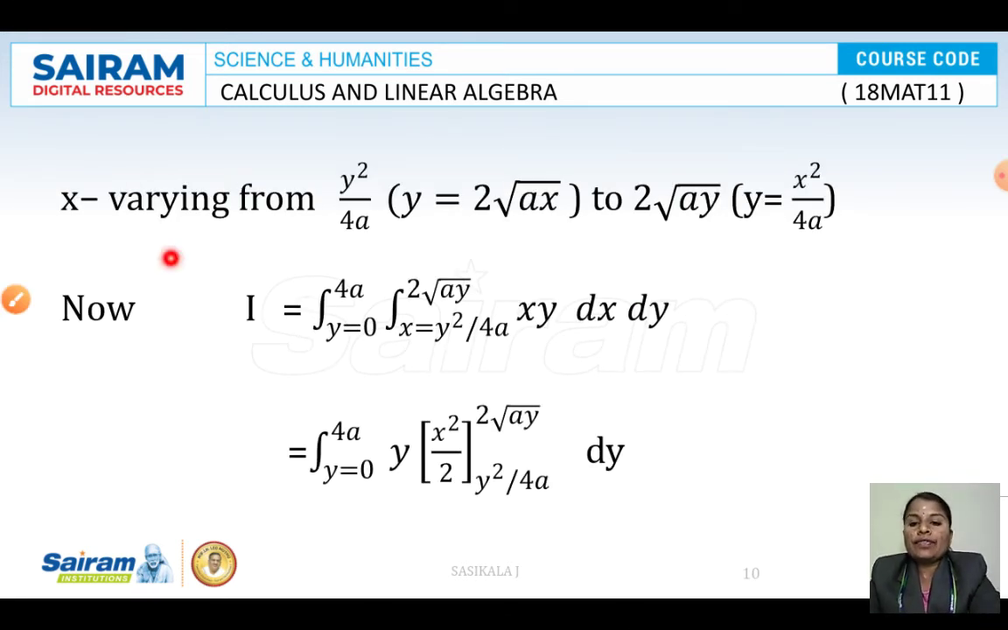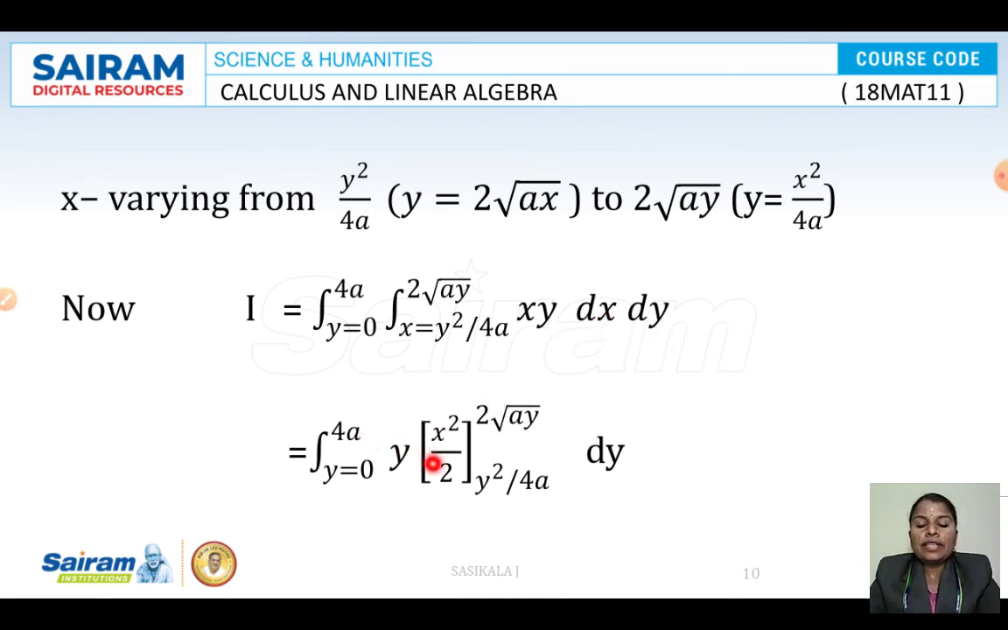Now you can see how the curve limits are. So x varies from y squared by 4a to 2 root ay, that is, from y squared equal to 4ax, and from y is equal to x squared by 4a you can write x is equal to 2 root ay. So now I is equal to the integral of y varies from 0 to 4a and x varies from y squared by 4a to 2 root ay, xy dx dy.